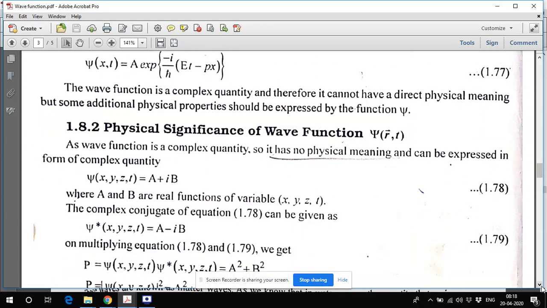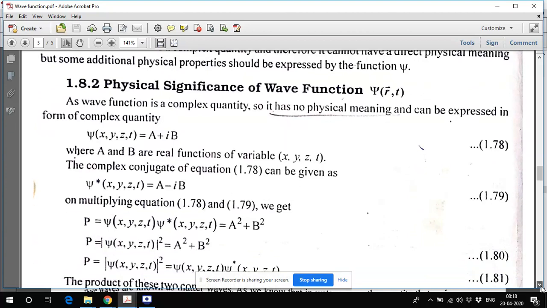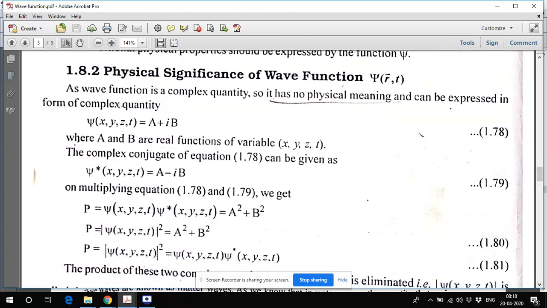Now we're moving further to the physical significance of the wave function. You can represent ψ as a complex quantity, with real and imaginary parts, so a plus ib. Then ψ star you can take as a minus ib. If you multiply ψ and ψ star, then you will get a square plus b square. I hope you know all this algebra of real, imaginary, or complex quantities. So P is equal to a square plus b square.